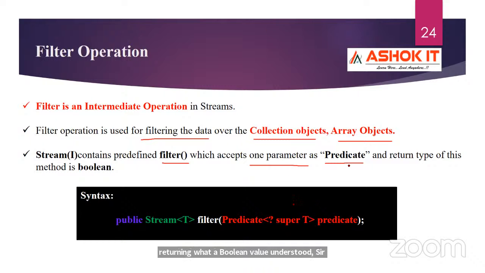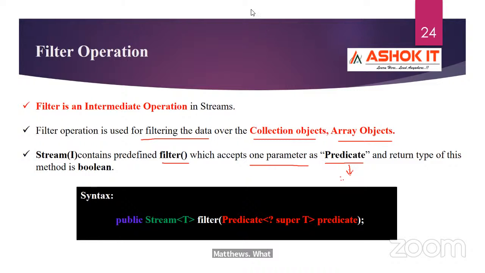Predicate is one of the functional interfaces, sir, which contains one abstract method. That abstract method takes one input. And the return type of that abstract method is what? Boolean.